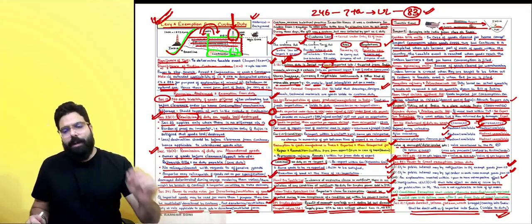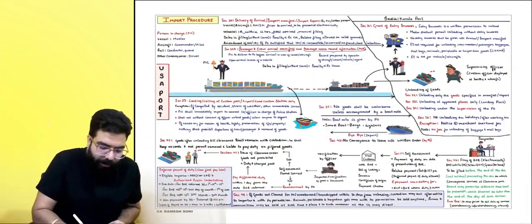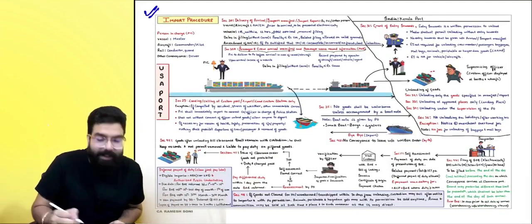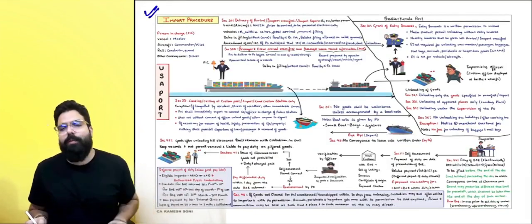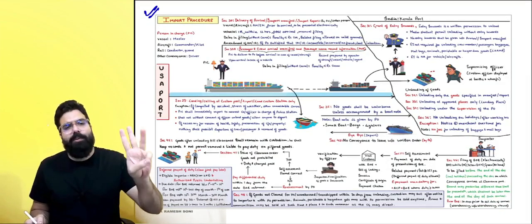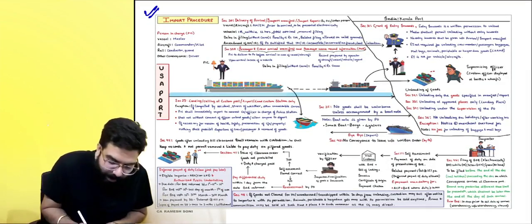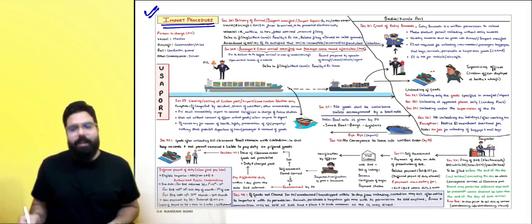Now, the next chapter which we are going to revise is the chapter of import procedure. Basically, it is importation, exportation, and transportation of goods, where we are going to revise import procedure, export procedure, transit, and transshipment. Sir, import procedure. What happens in import procedure?